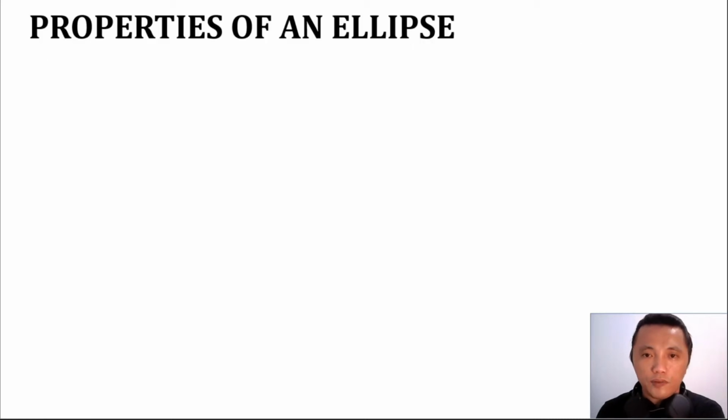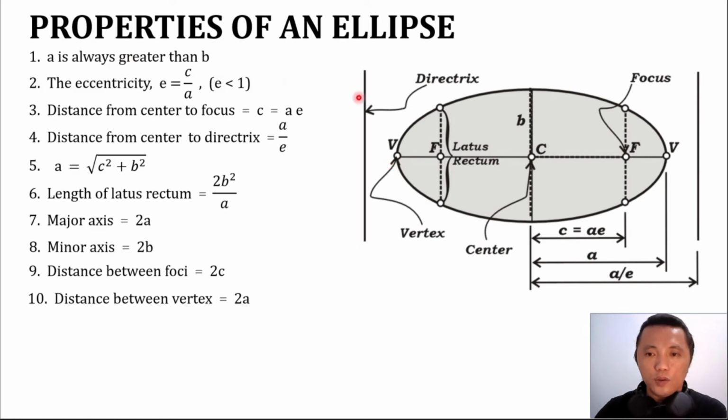Okay, on to the properties of an ellipse. I know this is a lot to take in, but you should be familiar with all of this to master conics. In an ellipse, a is always greater than b, where a is the semi-major and b is the semi-minor. The eccentricity is equal to c over a, and it is less than 1. The distance from center to focus is a times e. The distance from center to directrix is a over e.